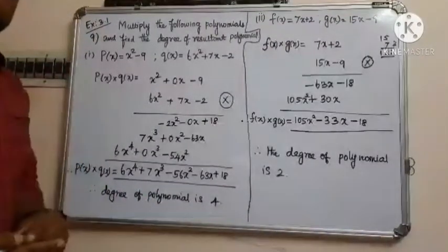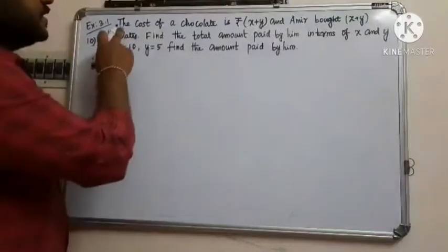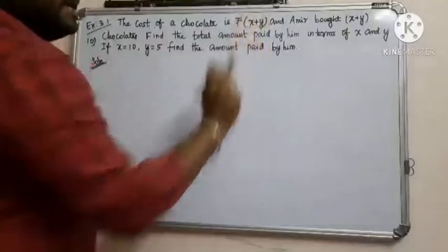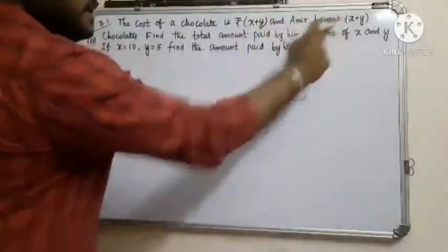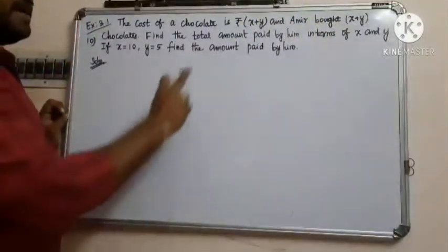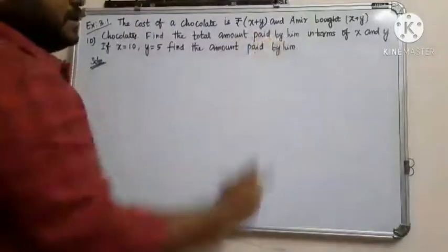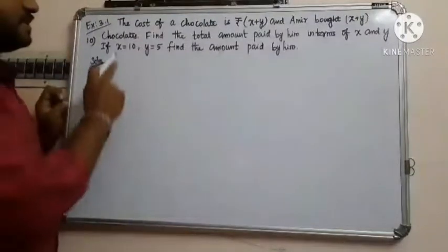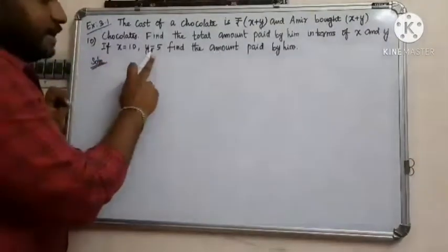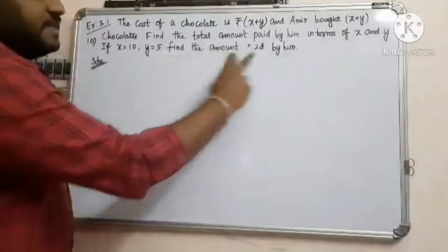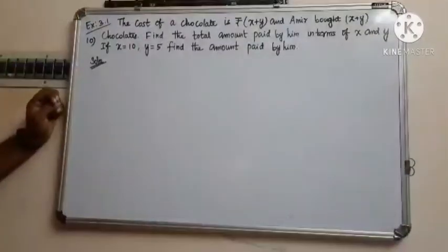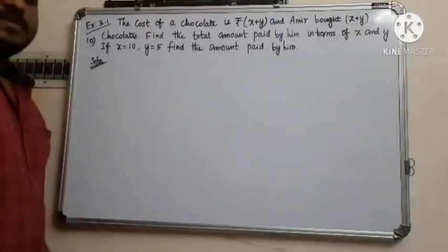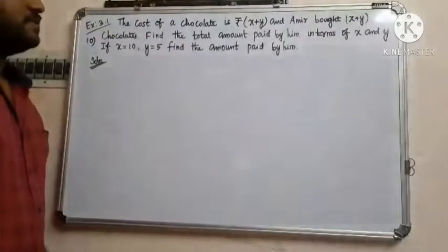Clear? Next, the 10th question. The cost of a chocolate is rupees x plus y, and Amir bought x plus y chocolates. Find the total amount paid by him in terms of x and y. If the value of x is equal to 10 and y is equal to 5, then find the amount paid by him. So first of all, you have to understand the question.